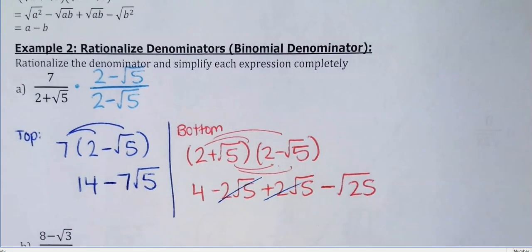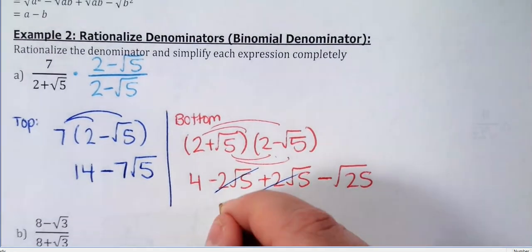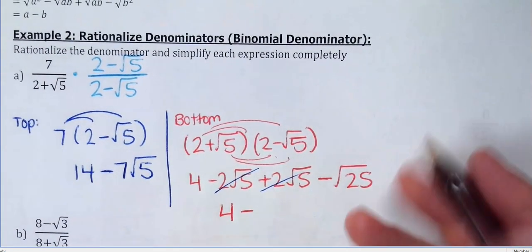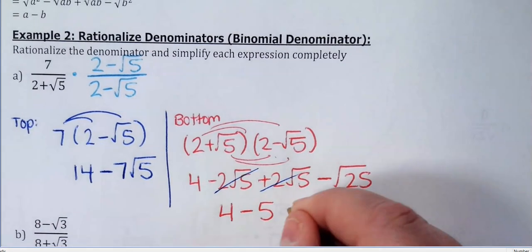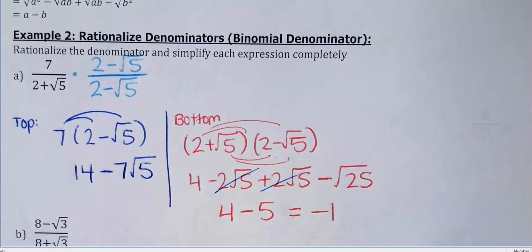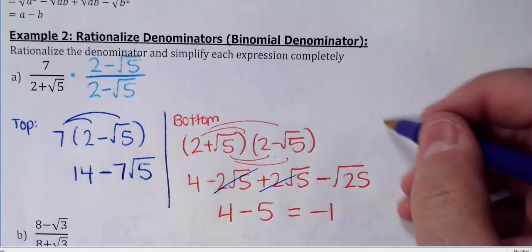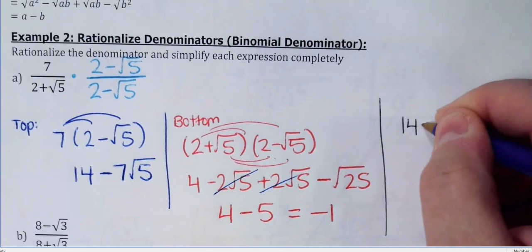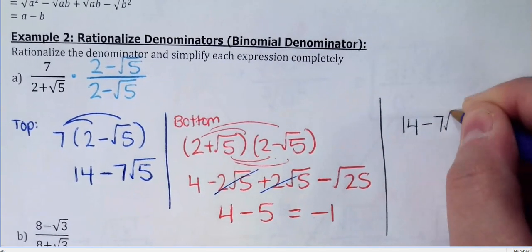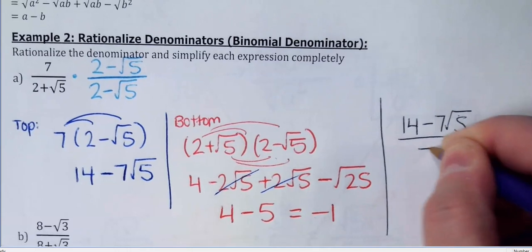Okay, now here's what I have. The bottom of that fraction is literally 4. Square root of 25 would be 5, so it's literally 4 minus 5. It should always be subtraction between the two numbers if you're working with this. So the bottom of that fraction should just be negative 1. Okay, so then here's what I do to write my answer. I'm just going to put it back together. The top of the fraction is going to be 14 minus 7 roots of 5 over negative 1.